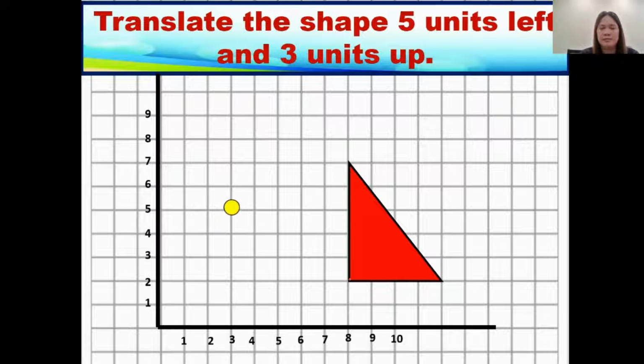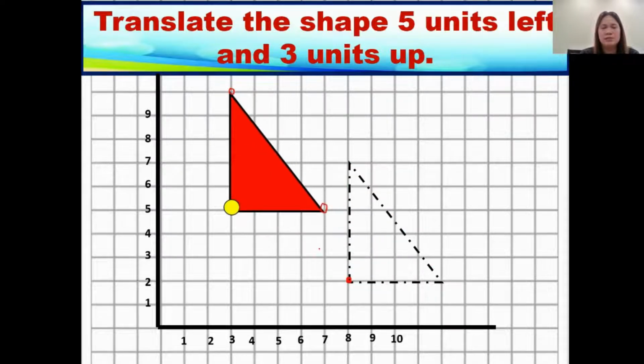So this point or this corner of this triangle is moved 1, 2, 3, 4, 5 to the left and 1, 2, 3 up. If I'm going to move this point also, I have 1, 2, 3, 4, 5, then 1, 2, 3 up. So I will be ending at this point. In this case, I'm going to have 1, 2, 3, 4, 5, and I'm going to have 1, 2, 3. So I'm going to have this point. So I have now the shape is moved there.